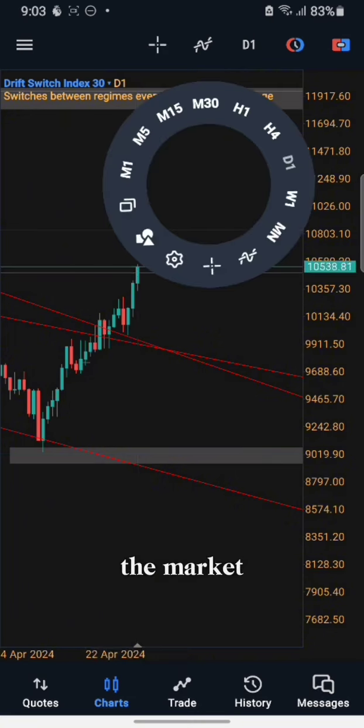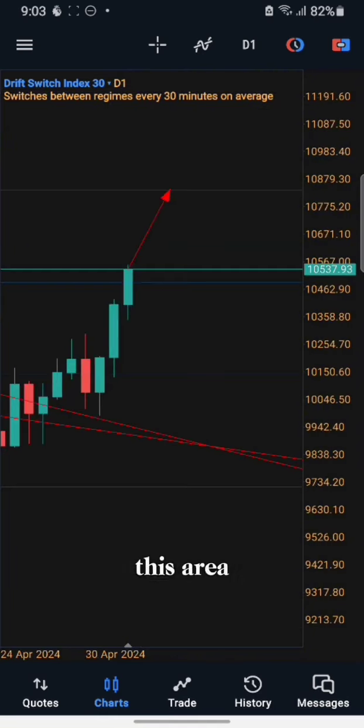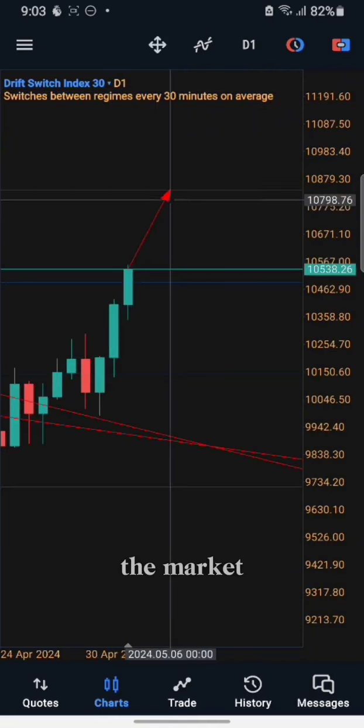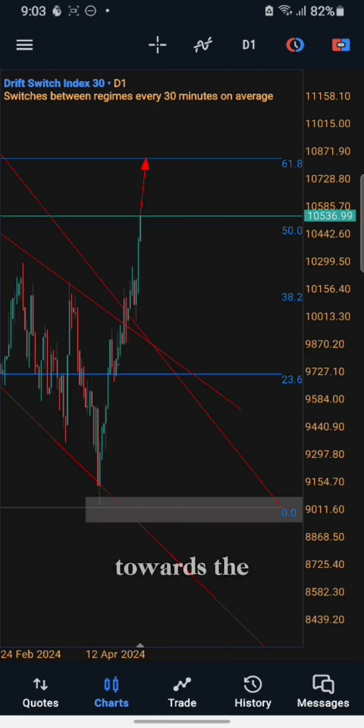Currently the market is at a point of confluence as marked. Let me put an arrow. At this area the market reached the first TP. However, we were not in the market, so we are going to continue heading towards the second TP.